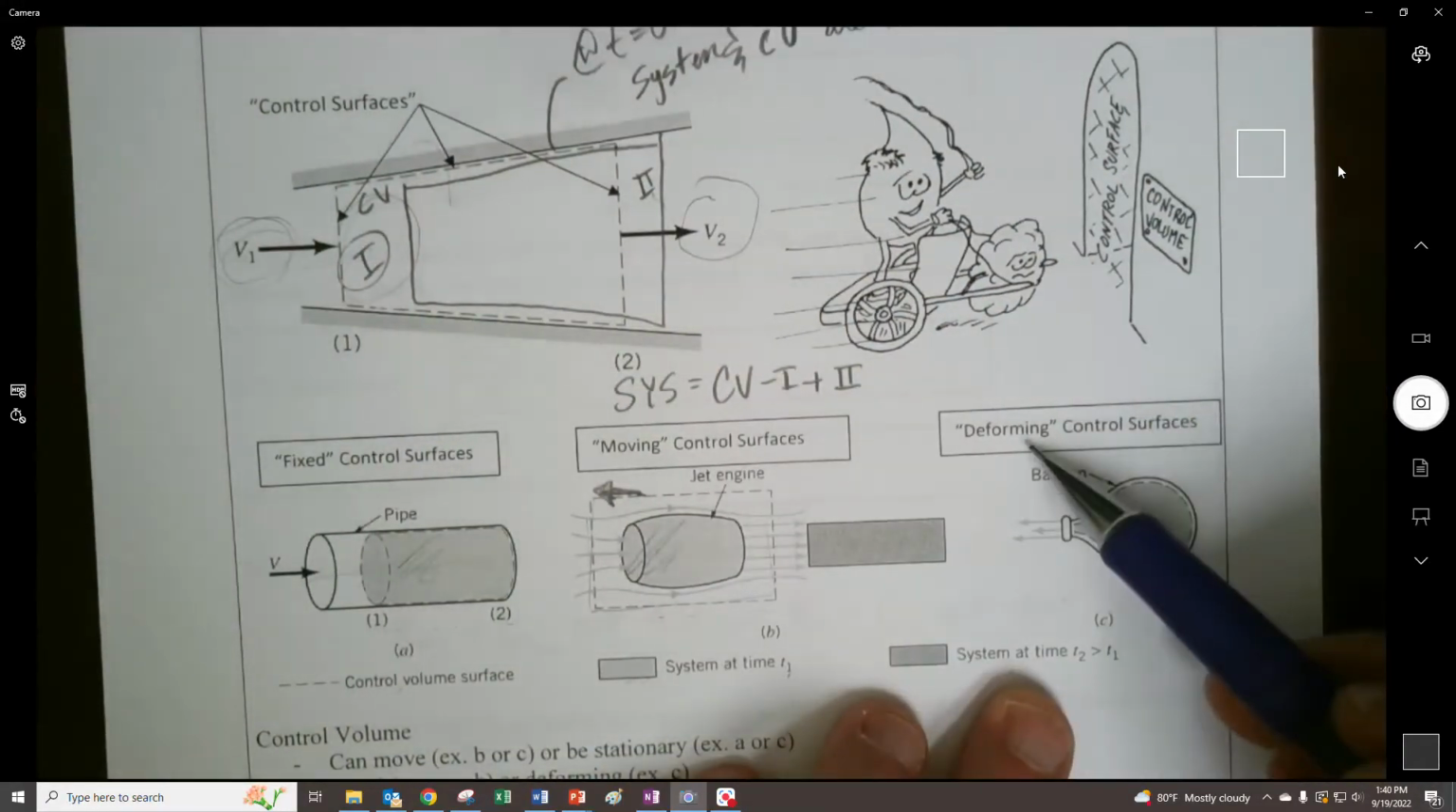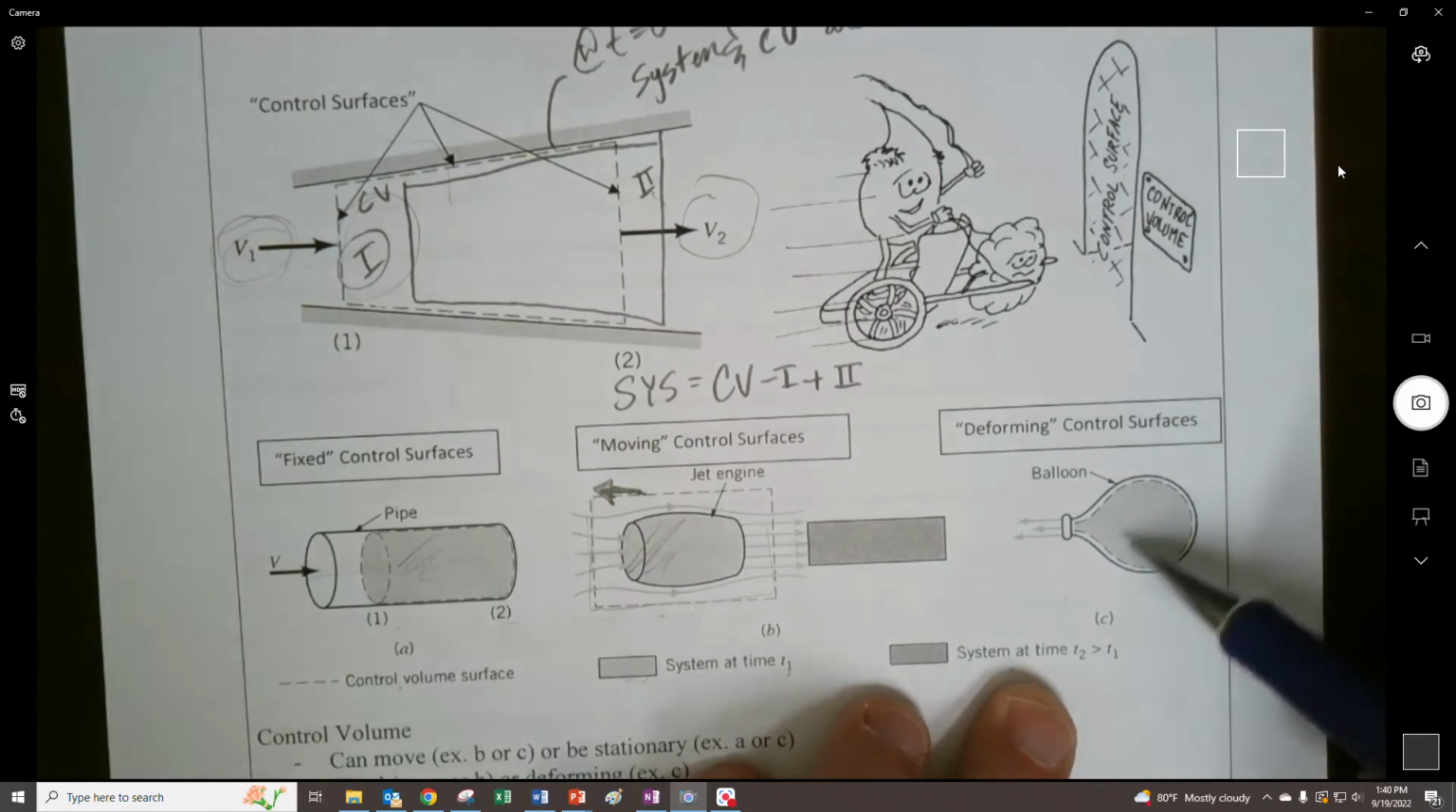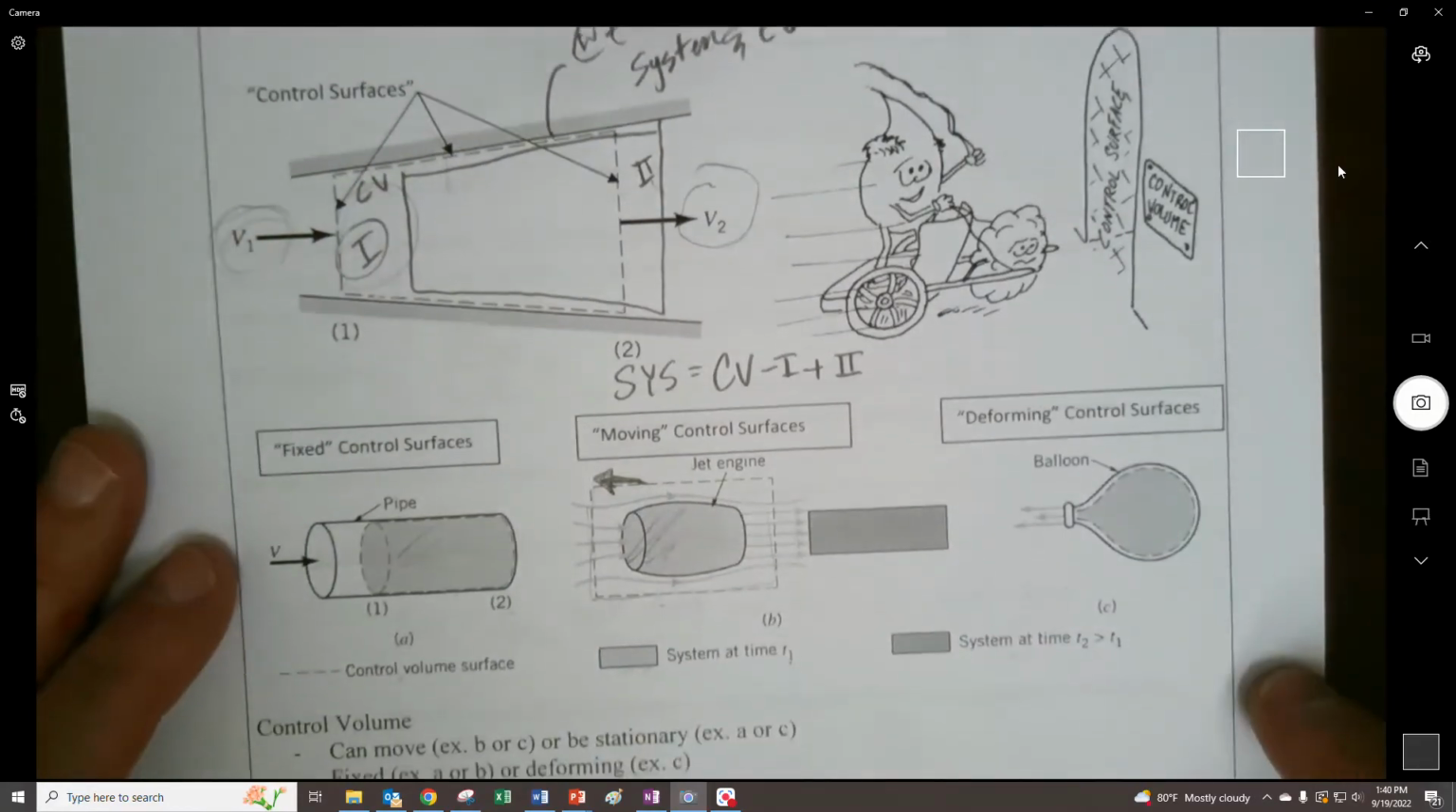And you might even have deforming control surfaces, like a balloon. It might change shape as mass is leaving it.